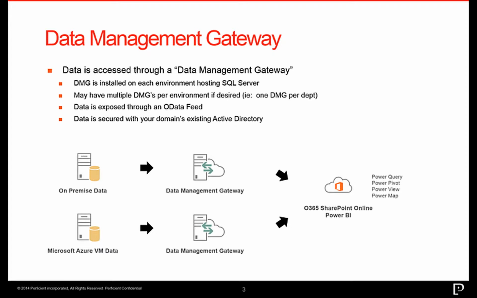Technologically, data is accessed through something called a Data Management Gateway, or DMG. A DMG is installed on each environment hosting SQL Server, so that would be both on-premises environments and Azure Virtual Machine environments. You can optionally install multiple DMGs per environment if you'd like, for example, if you would like your data from different departments to route through different DMGs. Data is then exposed through something called an OData feed, and data is secured through your domain's existing Active Directory.